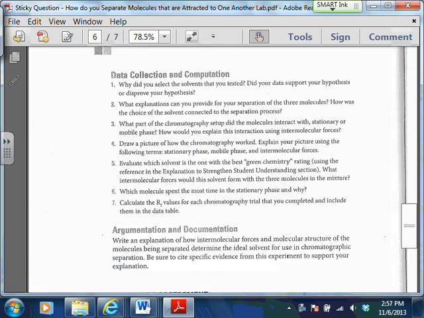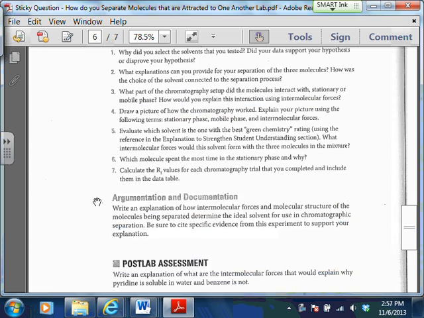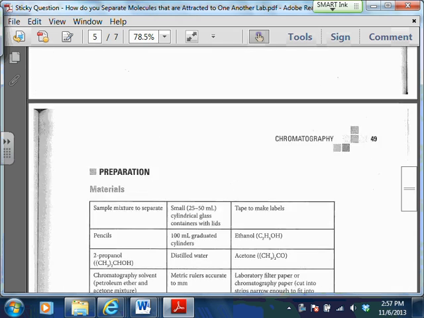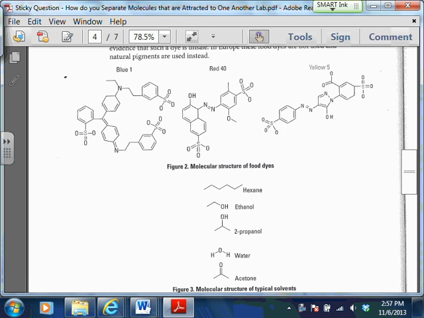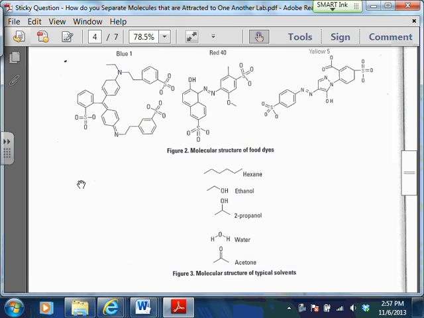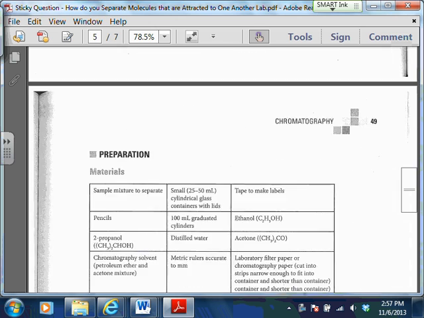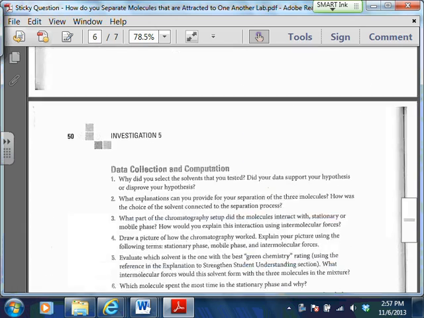Wait, hydrogen bonding is going between what? The hydrogen bonding happening between the water molecules and each of the dyes, right? I wouldn't worry about the hydrogen bonding. I mean, you could maybe mention that there's some hydrogen bonding occurring between the dyes and the cellulose, because there's a little bit of water in the cellulose as well, but you don't need to draw that, okay? All right.